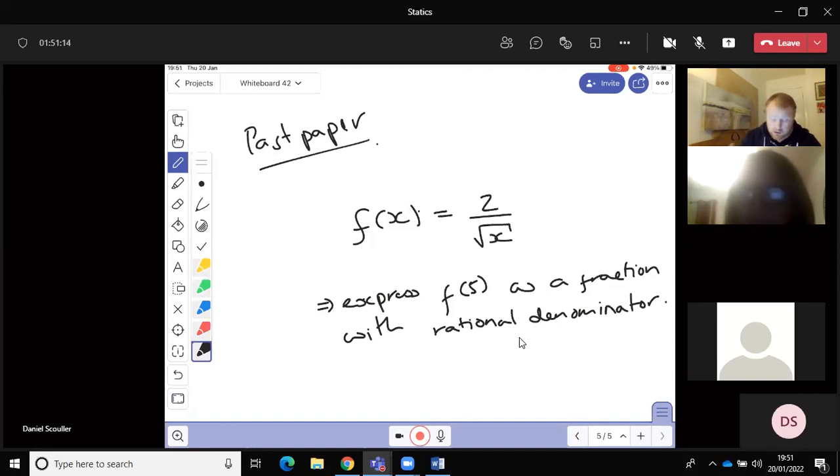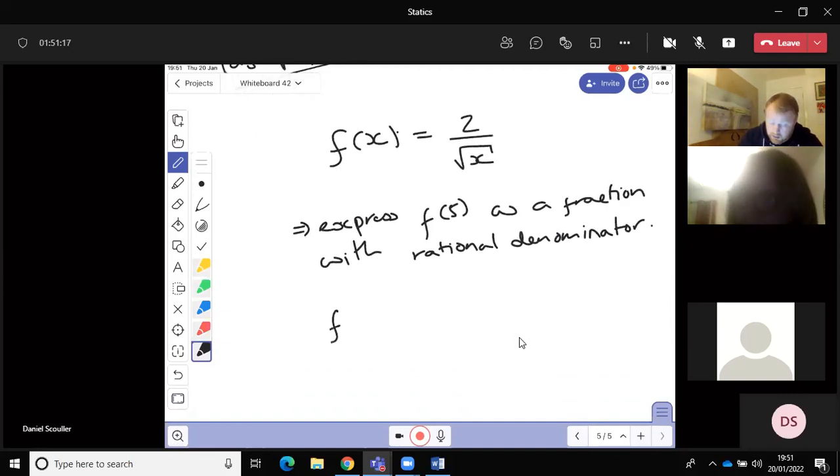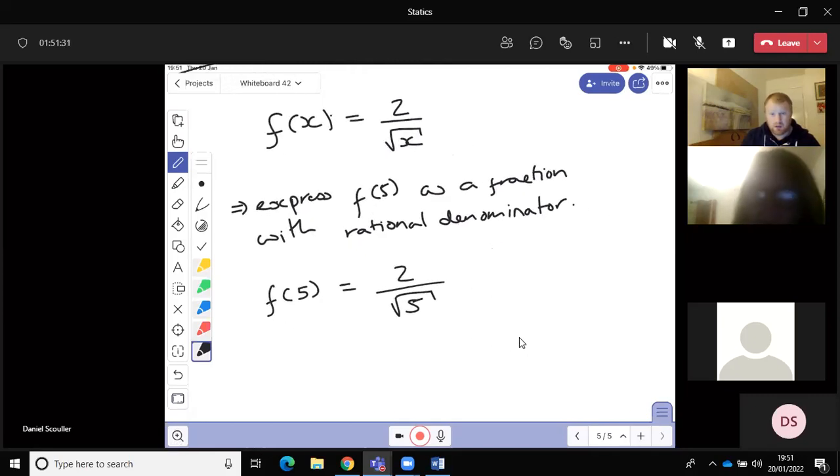Okay, so let's just follow through the process. So f of 5 equals 2 over root 5, and we're substituting that number 5 in to where there's an x. Okay, that's not the end of the question. They want us to put it as a fraction with a rational denominator. Okay, a rational denominator means we need to get rid of that surd sign. Okay, that's down the bottom there. We do that by multiplying both the top and the bottom by root 5.